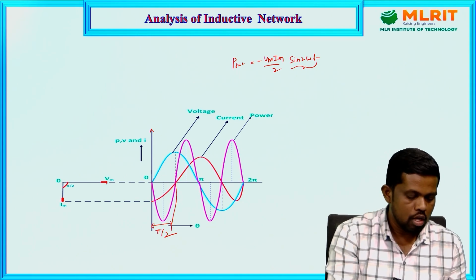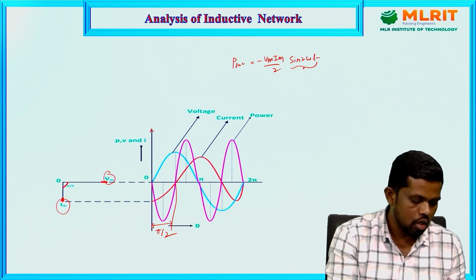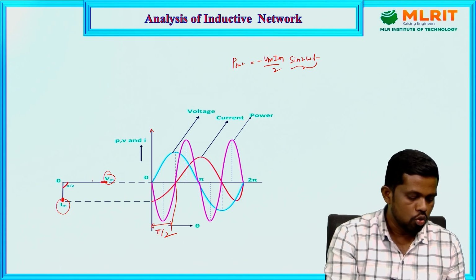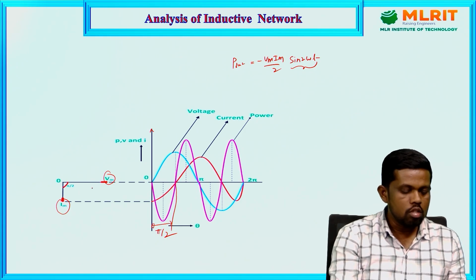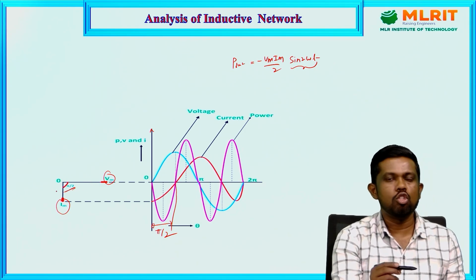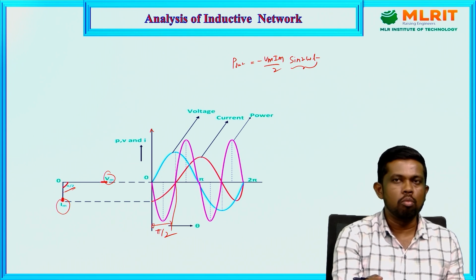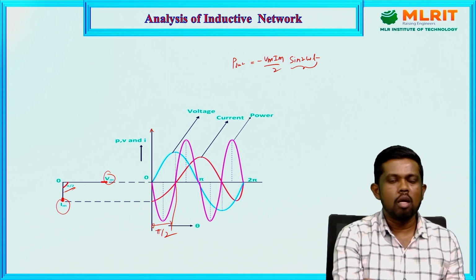According to the phasor diagram, this is the applied voltage, the peak value, and this is the current, the peak value of current. The conclusion is that the current flowing through the inductor always lags behind the voltage by an angle of 90 degrees. So the average power taken by the inductor over a complete cycle becomes 0, because it has a sine function with double frequency.